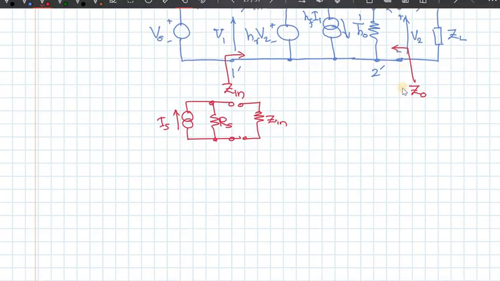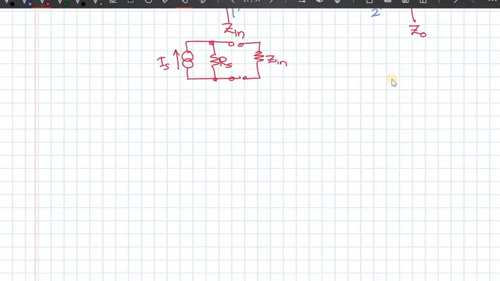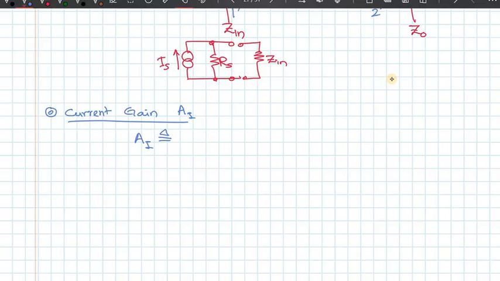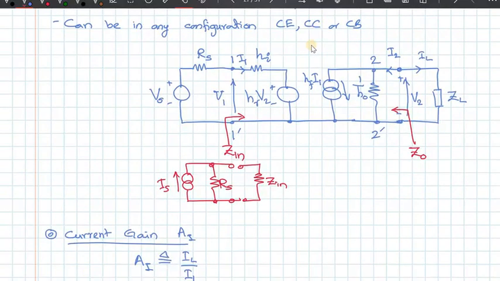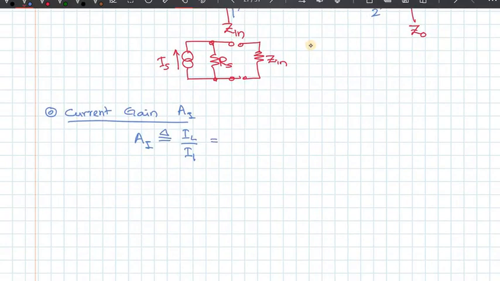How are we going to do this? First one is the current gain. Let me first see what is the current gain, AI. Now let's first define what this is. AI is defined as, so this is a definition, that's why I put this small triangle, equal to the load current divided by the input current, IL over I1. Now if you look at this circuit, you see that load current is flowing out of the circuit, whereas my conventional output current I2 is flowing in.